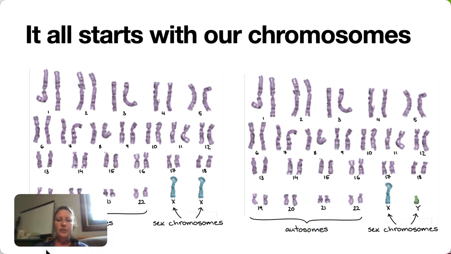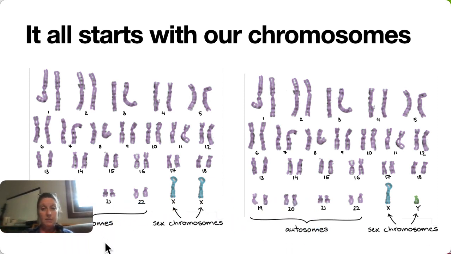It all starts with our chromosomes, which we talked a bit about last time. We're going to ignore all of these other 22 pairs of chromosomes and just focus for the moment on our sex chromosomes. We have two sex chromosomes. We have an X chromosome, which is rather big, and a Y chromosome, which is rather small. When an individual inherits two X chromosomes, they generally develop as female. And when an individual inherits an X and a Y, they generally develop as male.